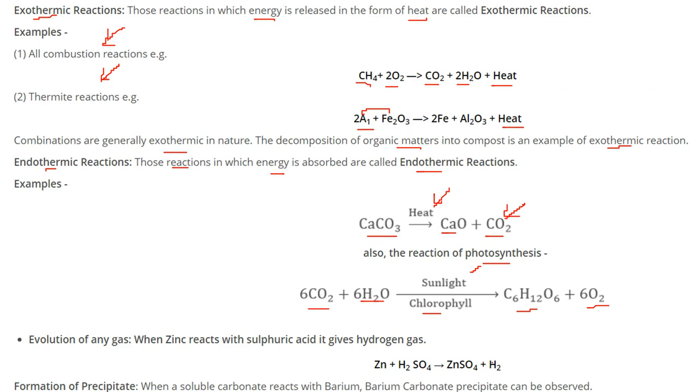Evolution of gas: when hydrogen gas or any gas is produced, for example in this, zinc is combined with sulfuric acid, then hydrogen gas is released. Here we see that this is a liberation of hydrogen. So when a soluble carbonate reacts with barium, you see barium carbonate precipitate will be seen. This is the precipitate.